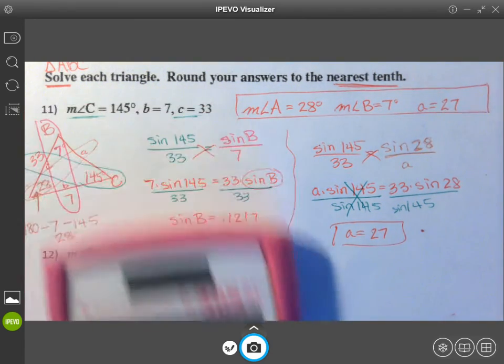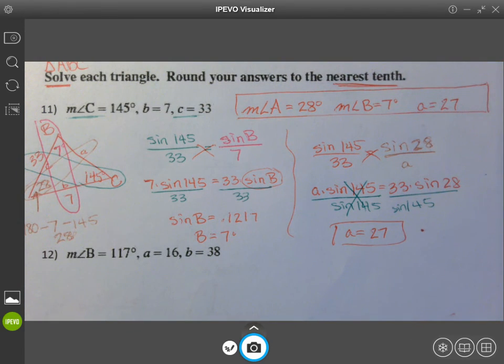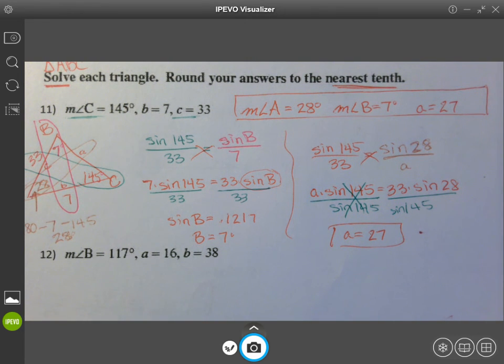Okay, so that is what you're doing, friends. Get going. These 2 problems are going to take a little longer because you have to do, it's like 2 pieces of it. But use your angles.